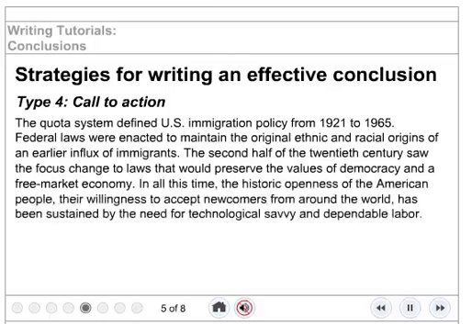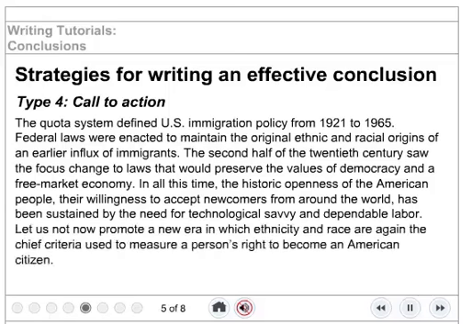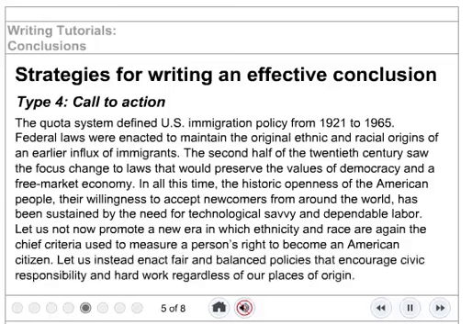In all this time, the historic openness of the American people, their willingness to accept newcomers from around the world, has been sustained by the need for technological savvy and dependable labor. Let us not now promote a new era in which ethnicity and race are again the chief criteria used to measure a person's right to become an American citizen. Let us instead enact fair and balanced policies that encourage civic responsibility and hard work, regardless of our places of origin. Closing the essay with a call to action was a favorite strategy among the great essayists of the 20th century, including George Orwell and Martin Luther King, Jr.